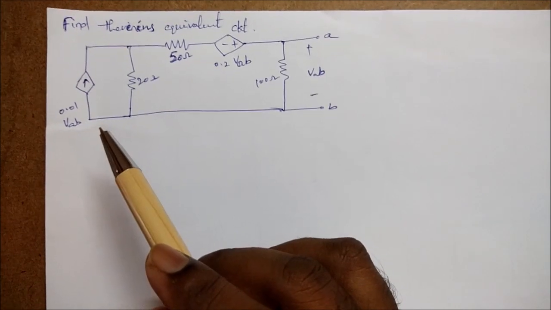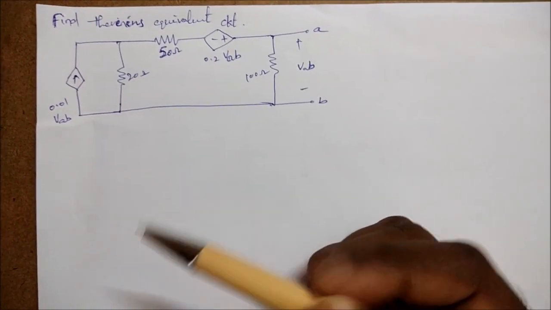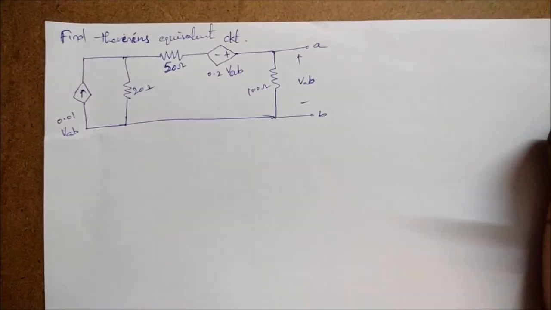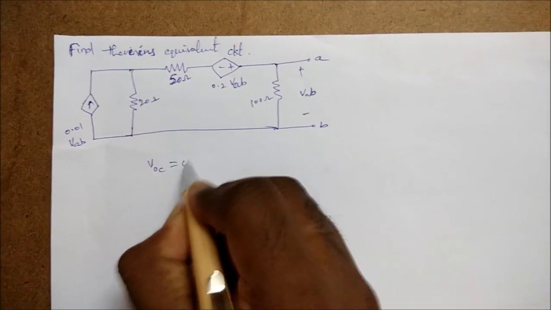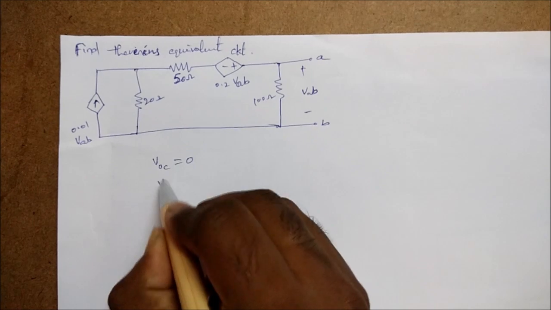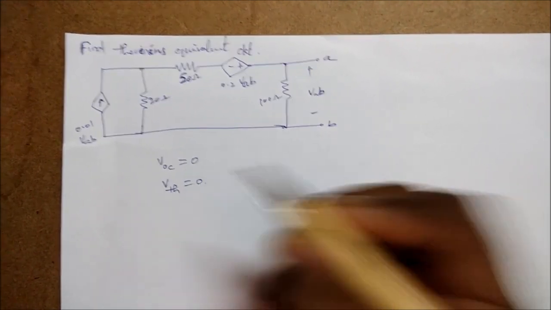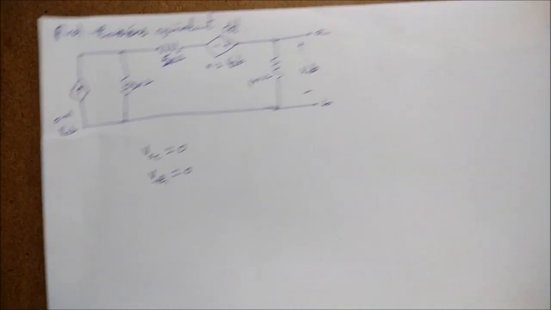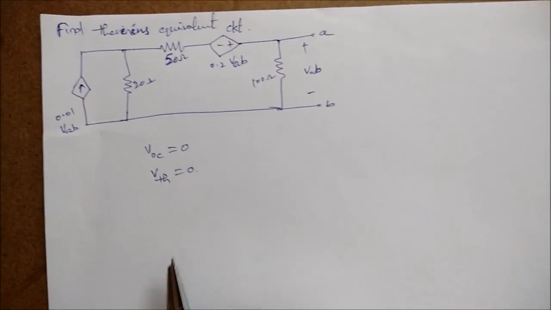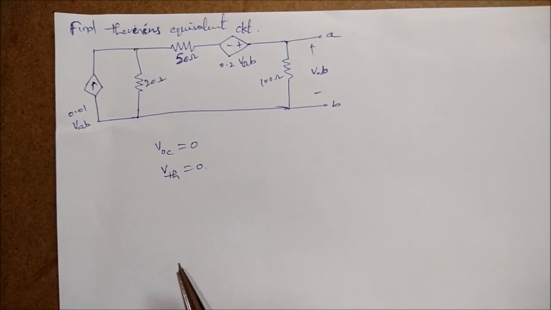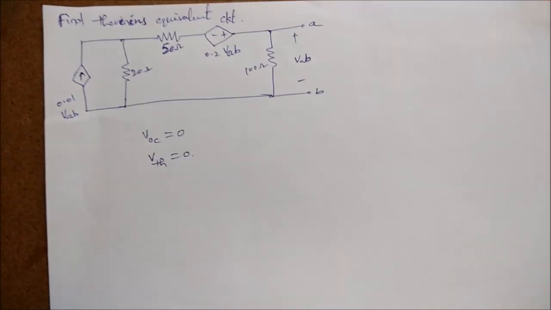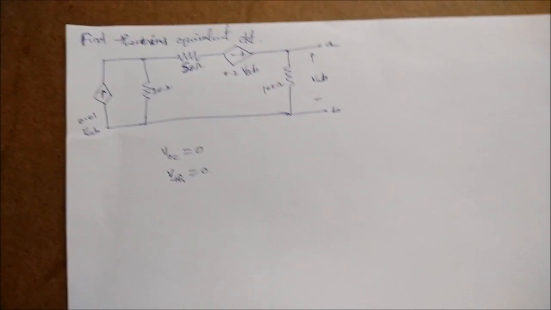If the circuit consists of only dependent sources, the open circuit voltage will be 0. Understand? So VOC is equal to 0. VOC is nothing but VTH, that is, VTH is equal to 0. So if the circuit consists only of dependent sources, Thevenin's voltage is 0, and we need to find out only Thevenin's resistance.